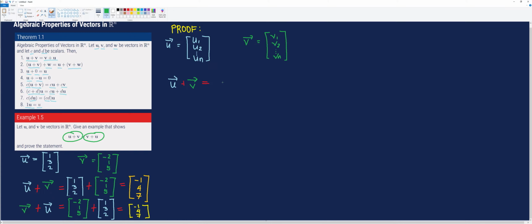So, we start from the u plus v statement. We know that vector u is equal to this vector and vector v is equal to this vector. Therefore, I can replace these vector names with their equivalent column vectors. Combining these two vectors, we get the new vector, which is the sum of the corresponding components of vectors u and v.